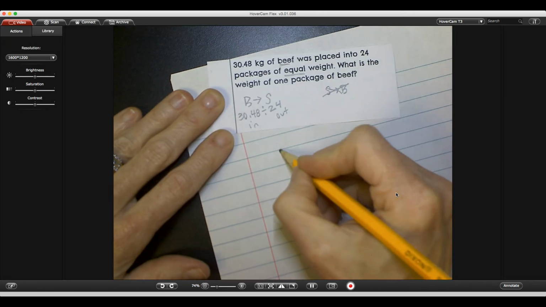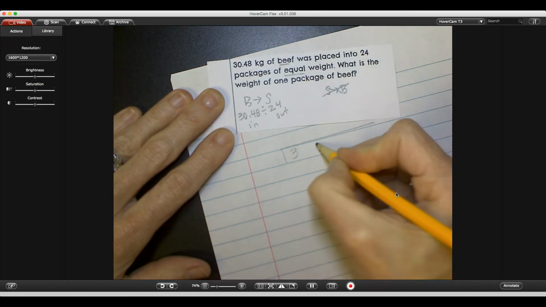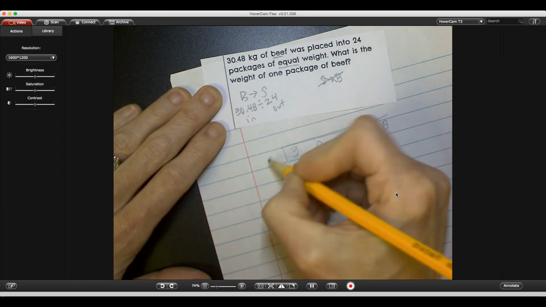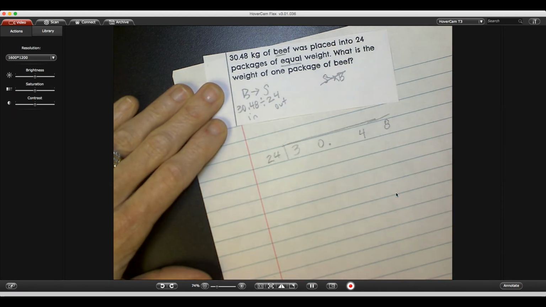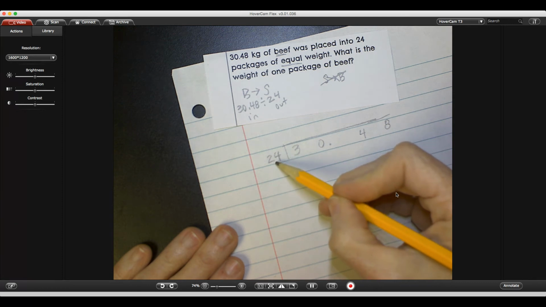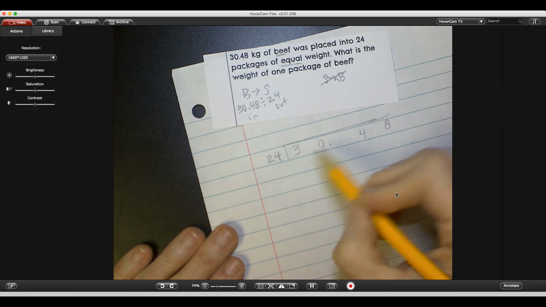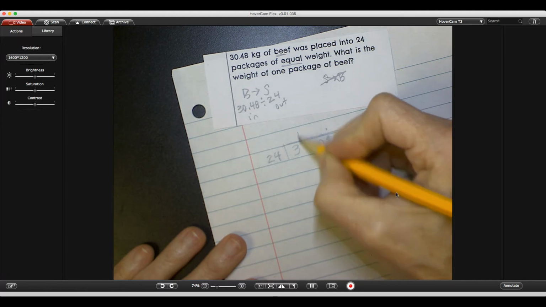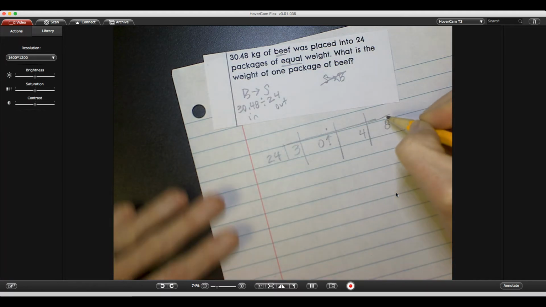So here we go. 3, 0, decimal, 4, 8, and 24 is out. Whenever I'm dividing with decimals, I have to make sure that I have a whole number outside the box, and I do, so I don't have to move the decimal to the right. I just take this one straight upstairs. And then I divide, as always.